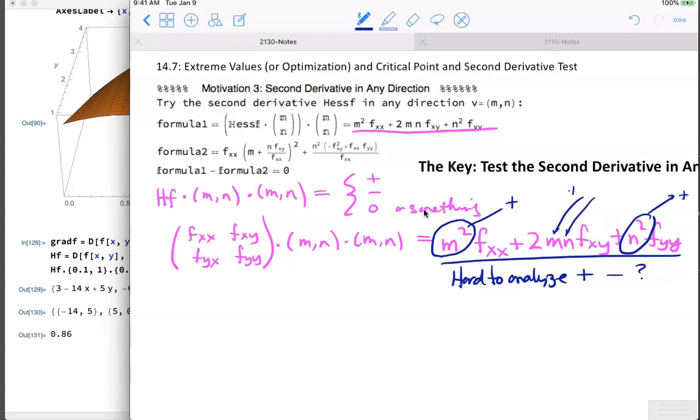If m was positive and n was positive, then the whole thing would have been positive. But if m was negative and n was positive, then the answer would have been negative. And then we wouldn't know what would have happened to a positive minus a negative plus a positive. We wouldn't have known what that answer came out to be equal to. It depends on how big those positive and negative numbers are. So this formula is really hard to analyze to figure out if it's just positive or negative.